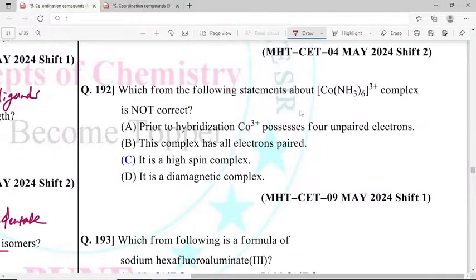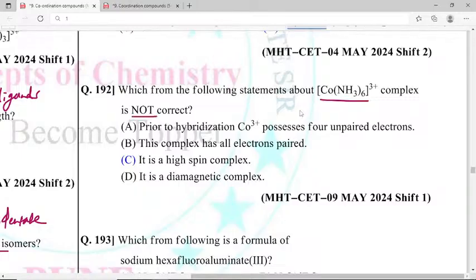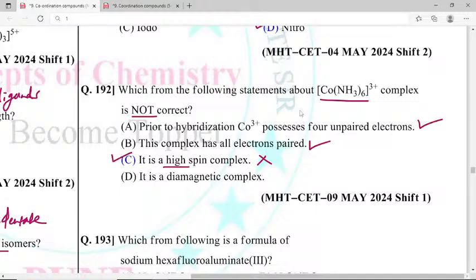Which statement about the Co(NH3)6 3 plus complex is not correct? Prior to hybridization, cobalt possesses 4 unpaired electrons: correct. This complex has all electrons paired: correct. It is high spin: no, that is not correct, it is a low spin complex. It is diamagnetic: yes, correct.